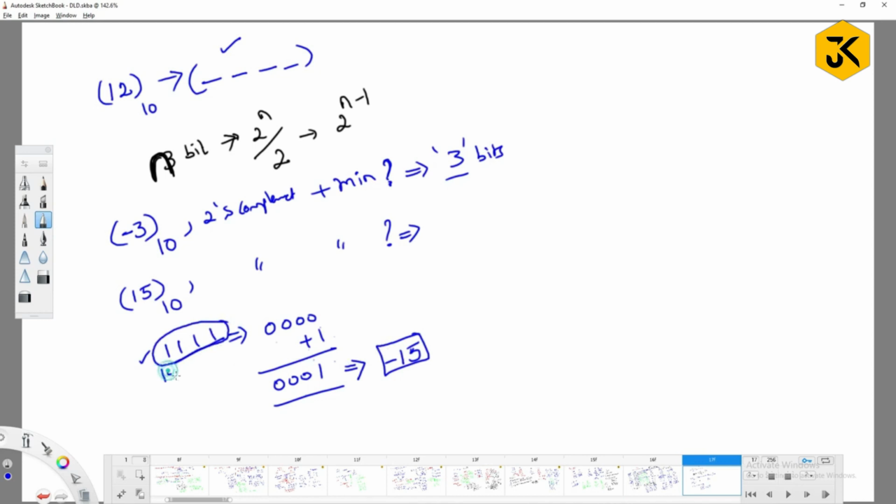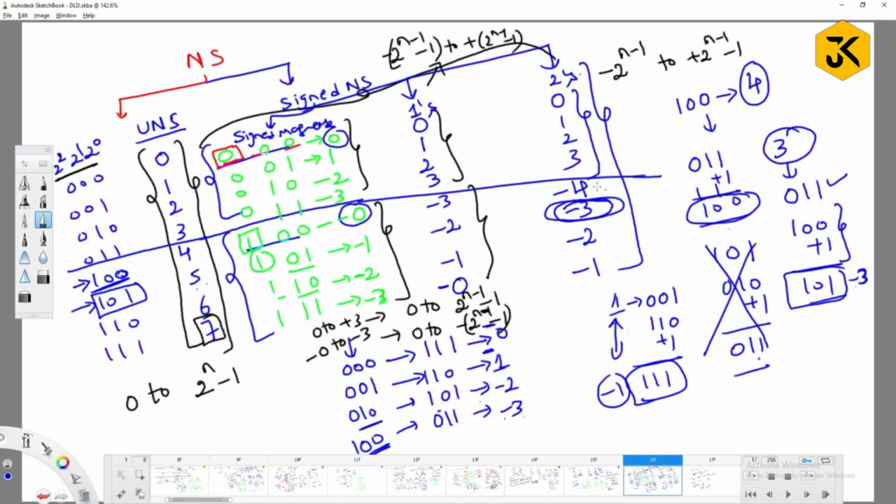See, this is 15. 15 in 2's complement, if I find it out, will be equivalent to minus 15. But the question is, in order to represent the number 15 in 2's complement, how many bits are required? If I have 4 bit space, I can represent minus 15. If it supports minus 15, can it support plus 15? If it supports minus 4, can it support plus 4?